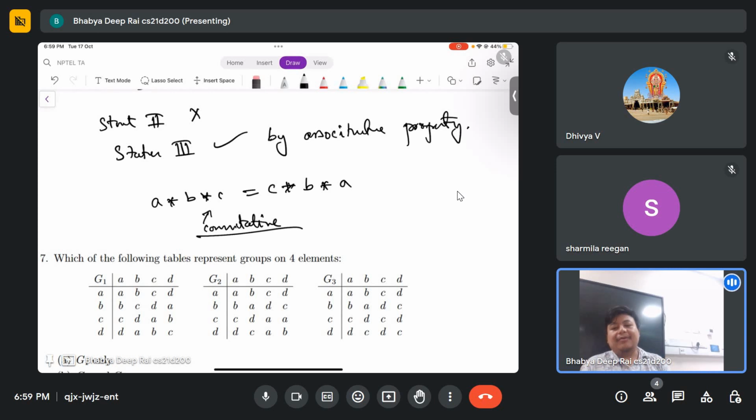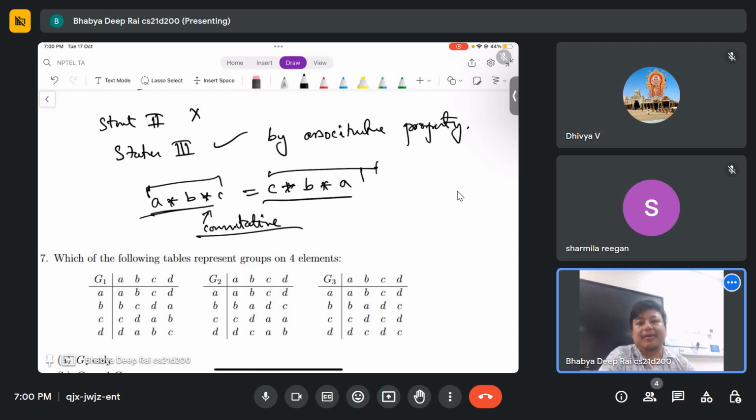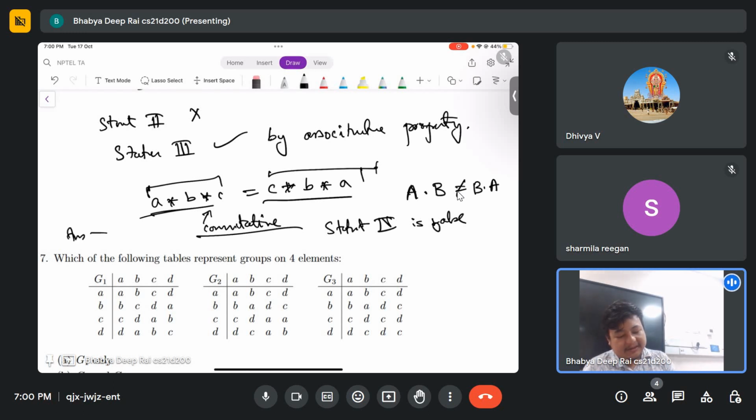So if the commutative property holds, then this is true, but we know of examples of groups where commutativity does not hold. For example, take invertible matrices, which form groups, and try to check if this is true. You'll realize that for matrices this is not true. In school, we used to say that multiplying two matrices A and B is not always equal to multiplying them in the reverse manner, B times A. So statement 4 is false. Therefore, the answer is B.